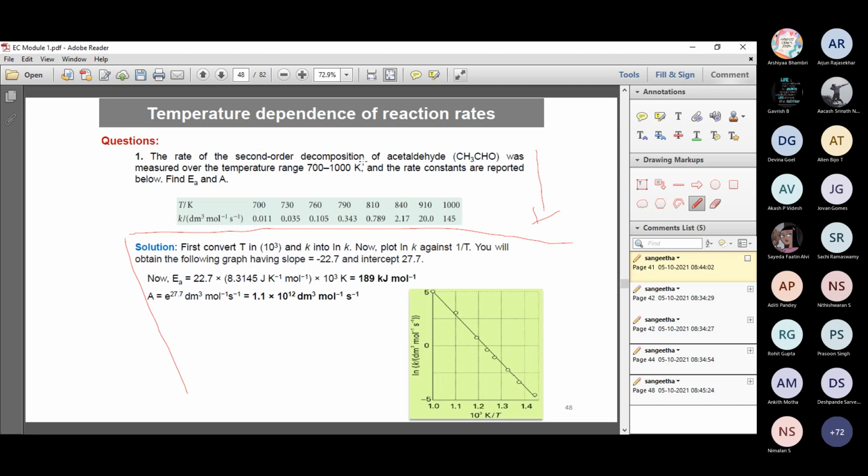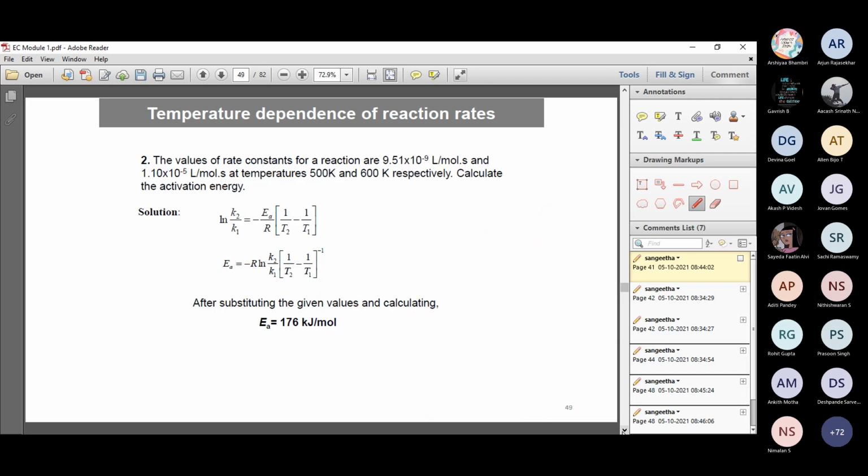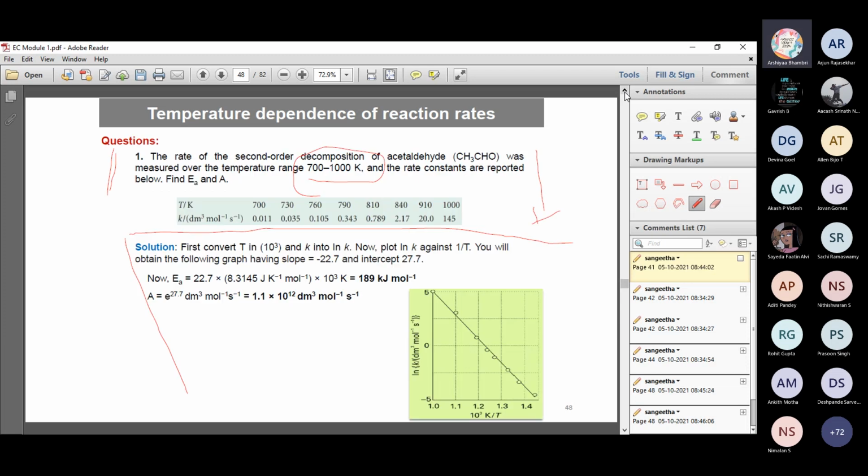The rate for the second order decomposition of acetaldehyde was measured over a particular temperature range, and the rate constants are reported below. Find EA and A is the clue. Okay? Next question. Note down in the PPT itself, you just make a tick of it. So I'll be asking you what the questions given are. And A is initial concentration, right? One more. In this question, is A initial concentration or Arrhenius factor?